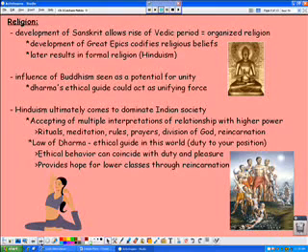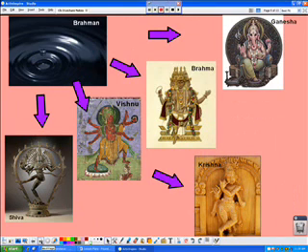Is Hinduism monotheistic or polytheistic? The answer is yes. There is, and I'll come back to this, so don't freak out, there is a single God in Hinduism. There is one God. There is one God who is everything. Brahman.